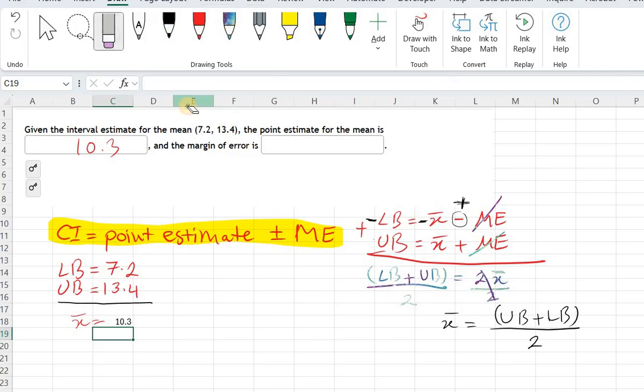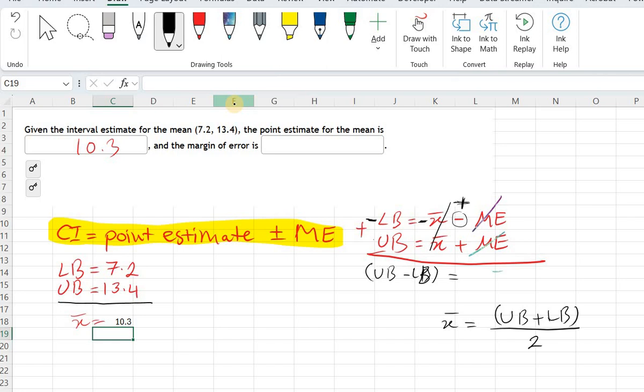So if we do that, let me erase what I did here. We're going to end up with the upper bound, because that's the bigger amount, minus the lower bound. Again, we're going to include parentheses there. And then that will be equal to the point estimate is going to cancel with the point estimate, and we're going to have margin of error plus margin of error, which will end up giving us 2 margin of errors. So that is going to be 2 margin of error. And we want just 1 margin of error, so we're going to divide both sides by 2.